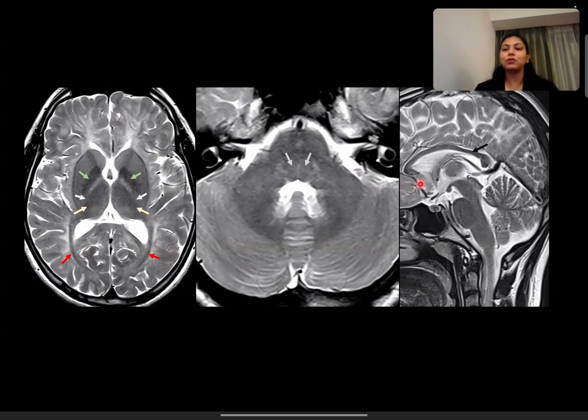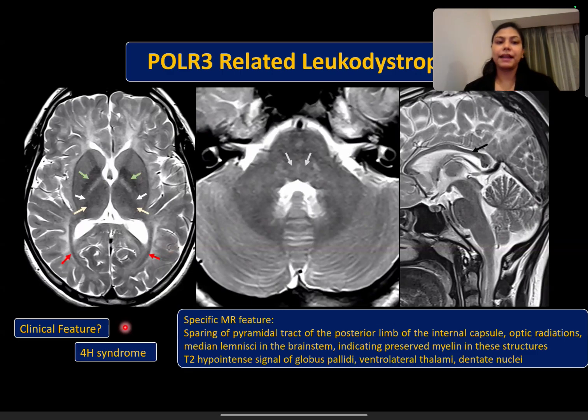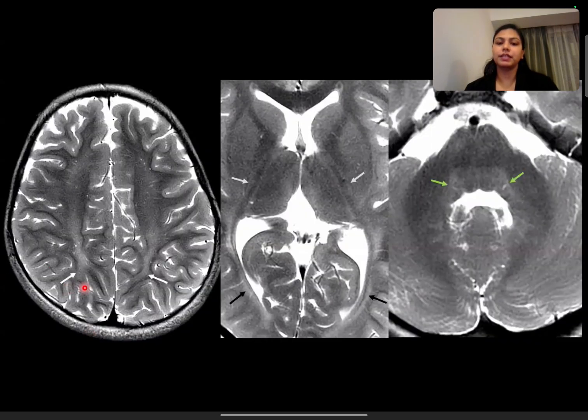Yes, 4H syndrome is a syndrome associated with it, but it is a POLR3-related leukodystrophy. Actually, my question was what will be the clinical features, a specific clinical feature which can be seen with it, and you have already answered. It is 4H syndrome. Then this is a pattern in which only certain structures are involved, like there is no diffuse hypomyelination, there is trilaminar pattern.